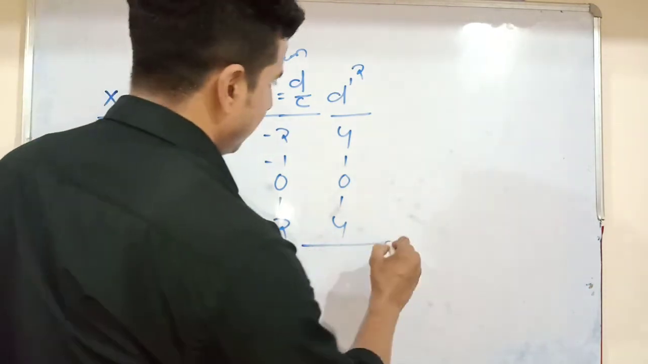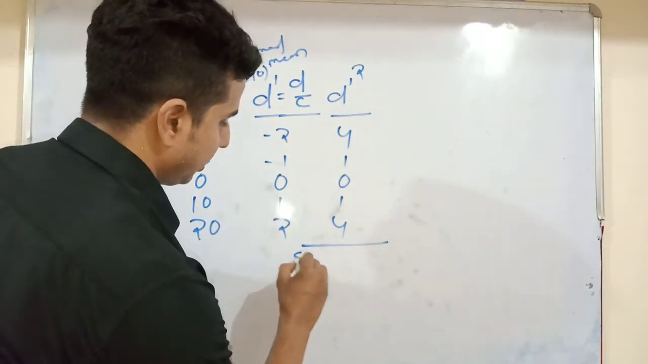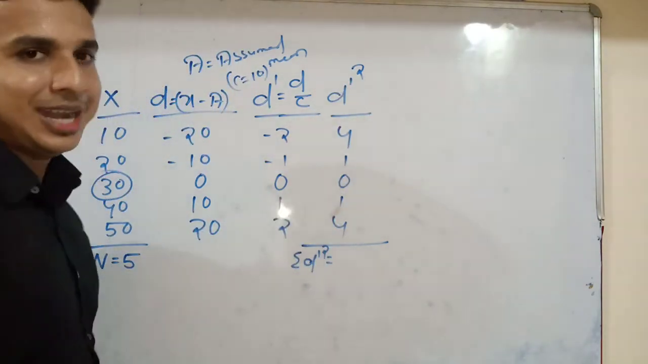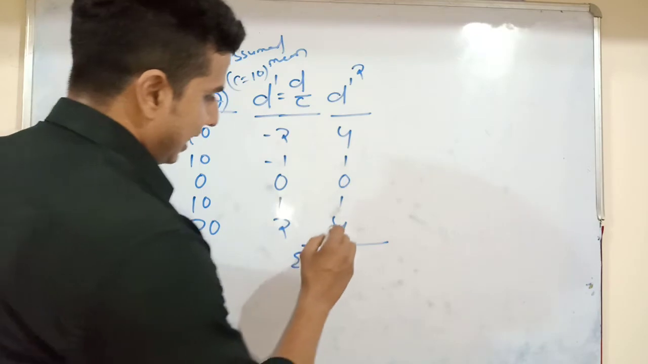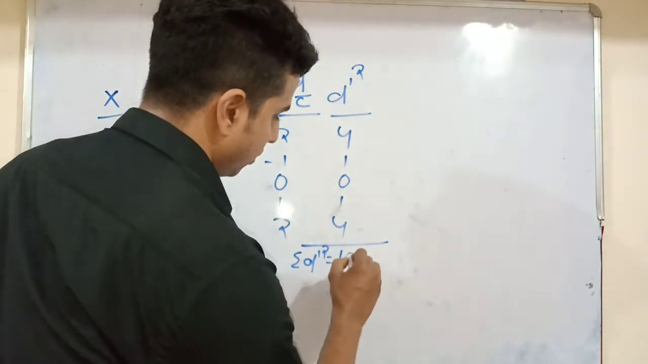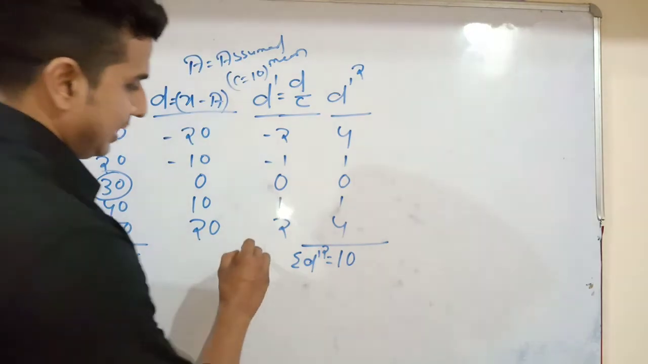Then we have to find out the summation D dash square, that is the sum of the D dash square. That is 4, 1, 0, 1, 4. So summation D dash square is equal to 10.